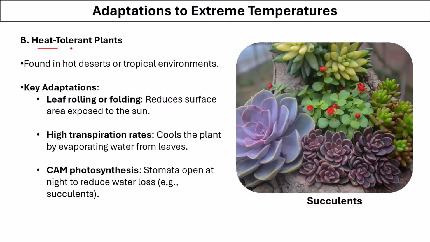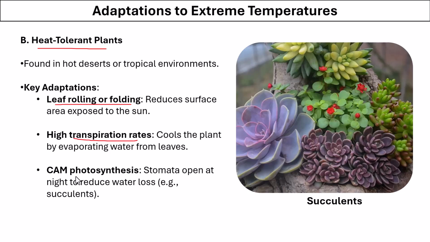Next adaptation is in the plants which are exposed to high heat. So heat-tolerant plants reduce tissue temperature and conserve water. Leaves may roll, fold, or change their orientation to reduce exposed surface area. Transpiration can cool leaves when water is available, but this strategy becomes costly during drought.